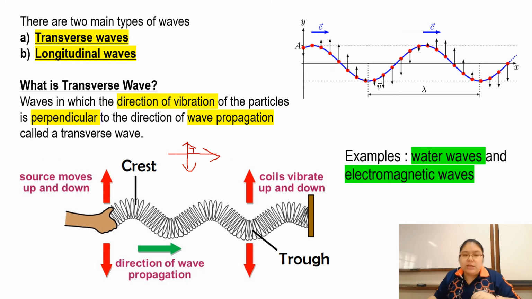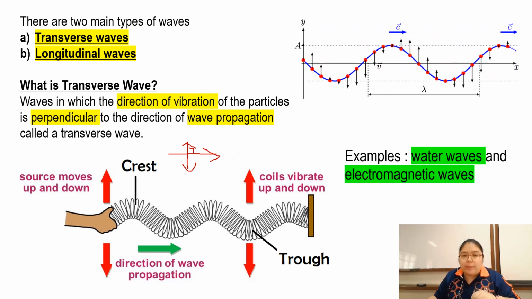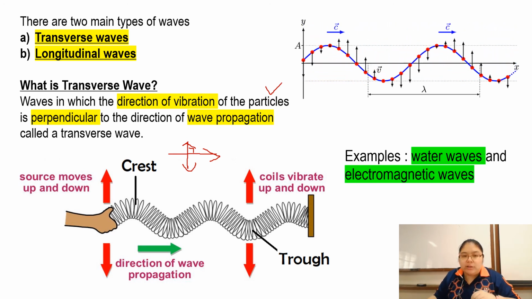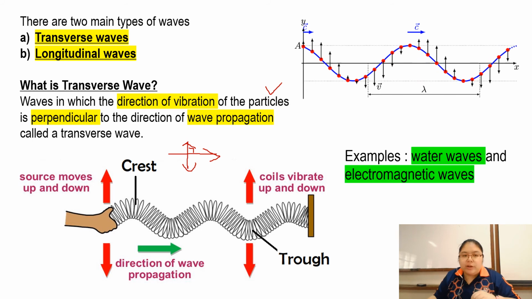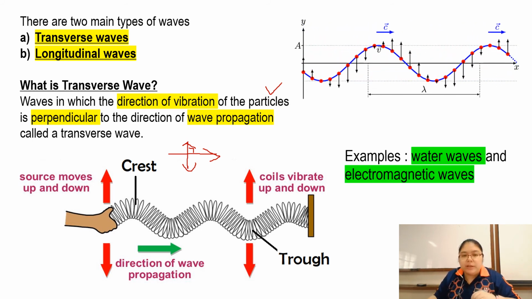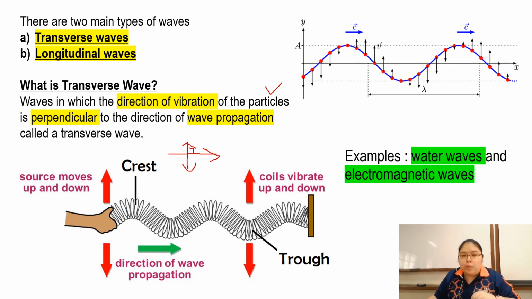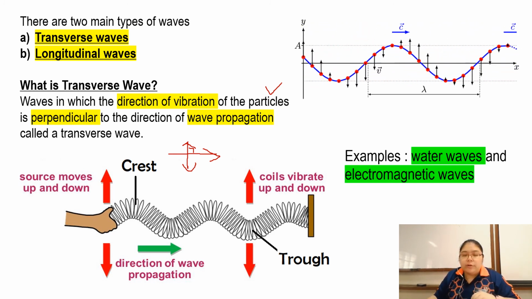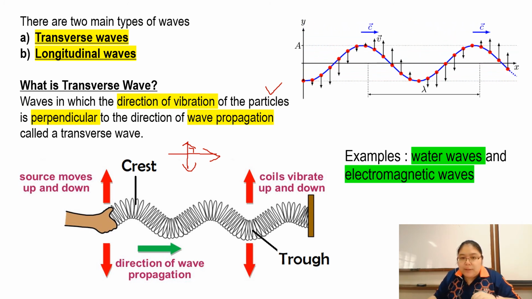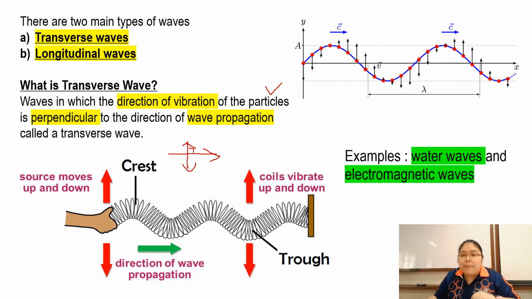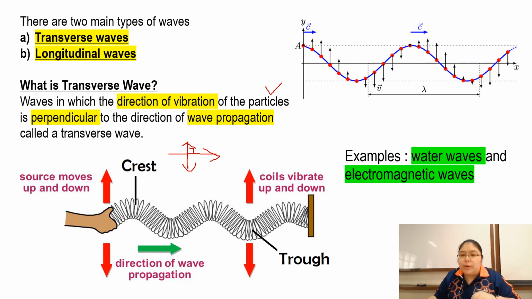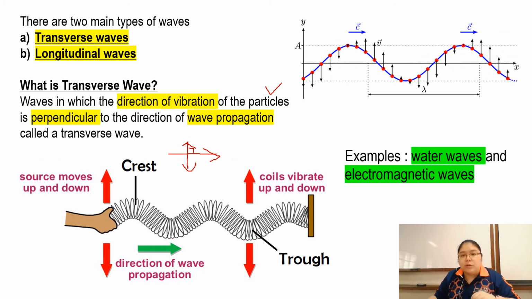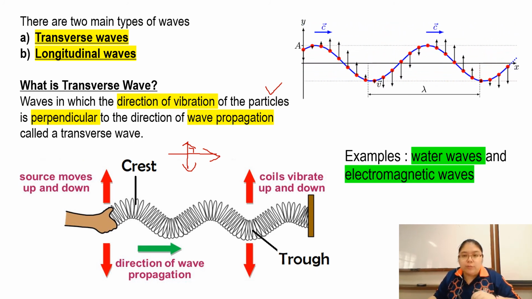So from here they say the wave's particle vibration must be perpendicular to the direction of wave propagation. So this one we call a transverse wave. It means the particle vibration and the wave direction are perpendicular. From here you can see the particle, the red one. It just goes up and down, up and down. And how about the blue one? The blue one goes to the right-hand side. So you find they are perpendicular to each other. So this we call a transverse wave.